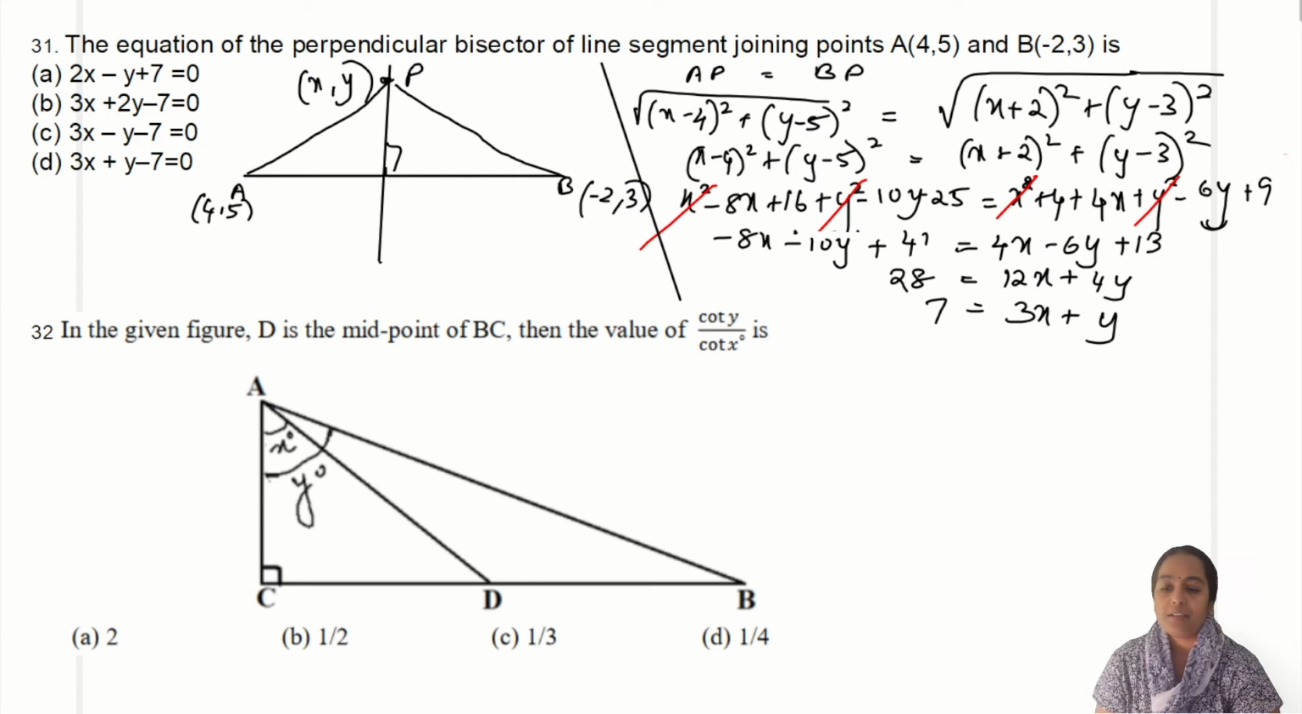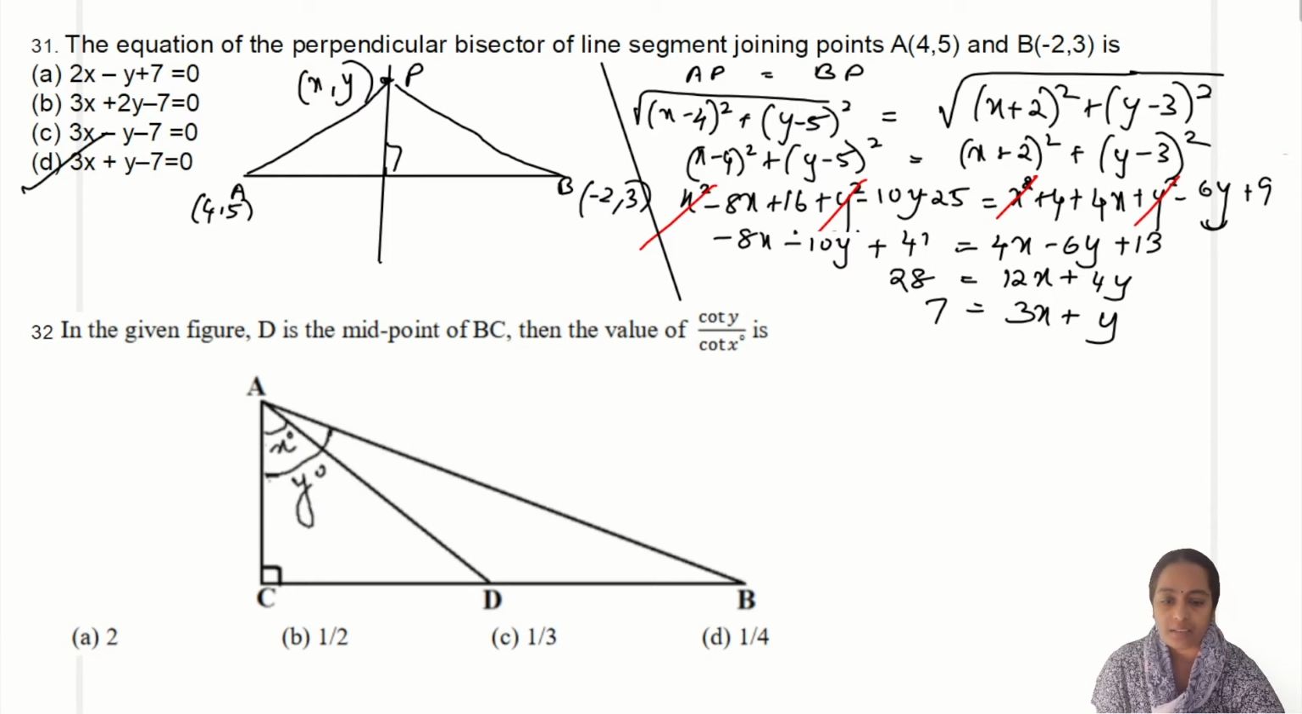Option D. So now I have the 32nd question. D is the midpoint of BC. Then the value of cot y divided by cot x is asked in the question. See, look at the y angle. Angle y. What is the y angle here?